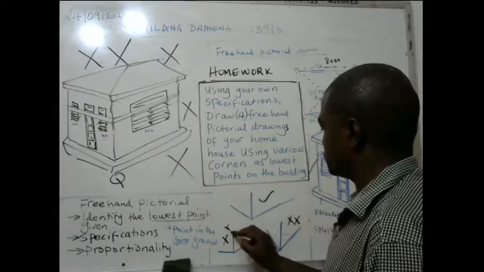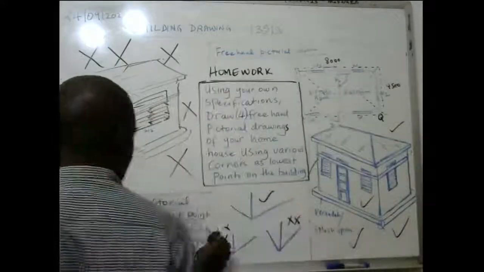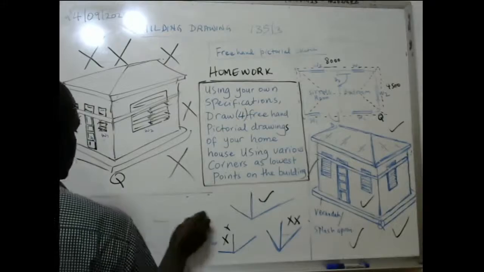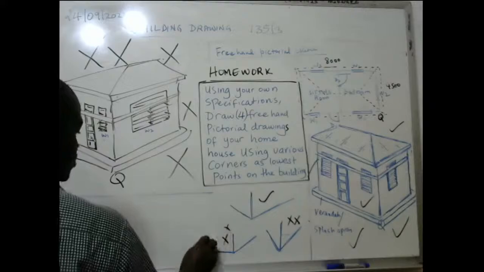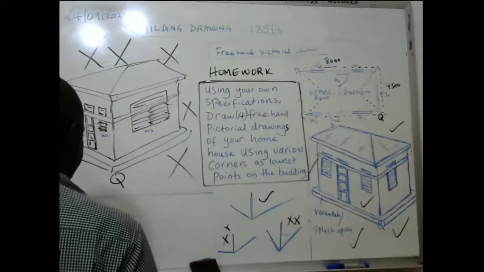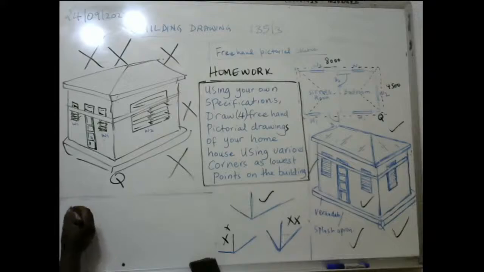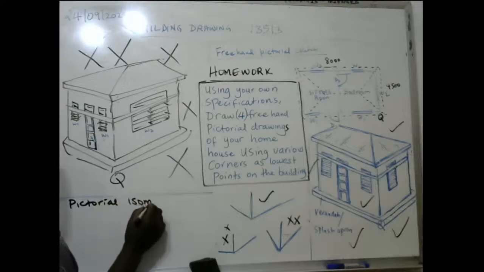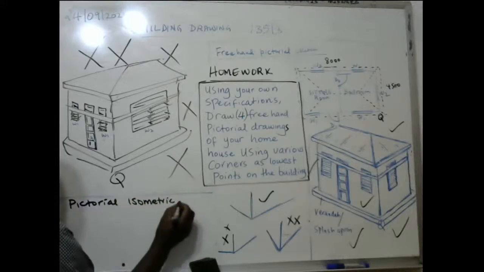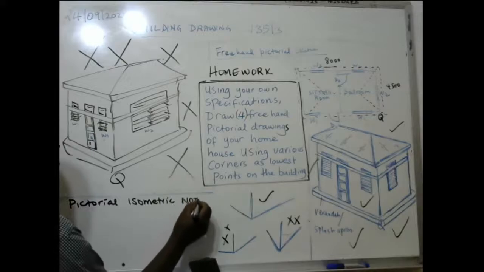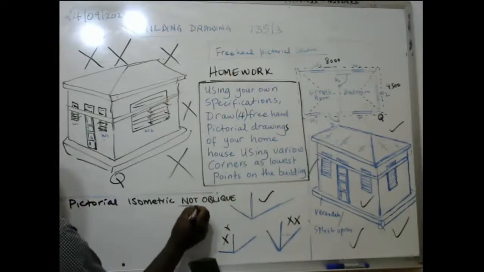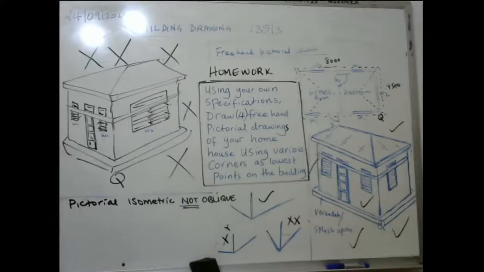So when you are considering to make the freehand pictorial, the pictorial should be isometric, not oblique. It is pictorial, isometric, not oblique.